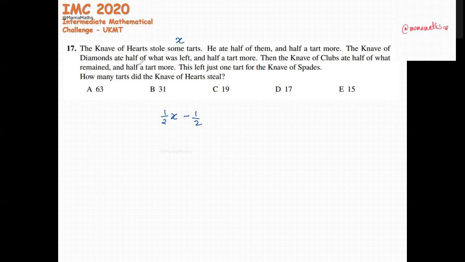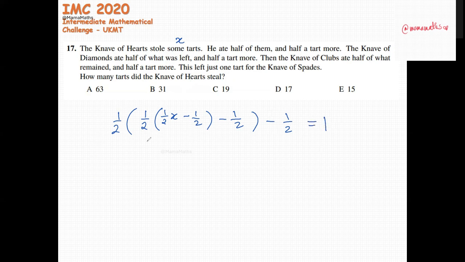The knave of diamonds ate half of what's left and half a tart more. It's the same: we multiply by a half and then subtract a half more. The knave of clubs ate half of what remained and half a tart more, so again multiply by a half and subtract a half. This leaves just one tart for the knave of spades, so this is equivalent to 1.